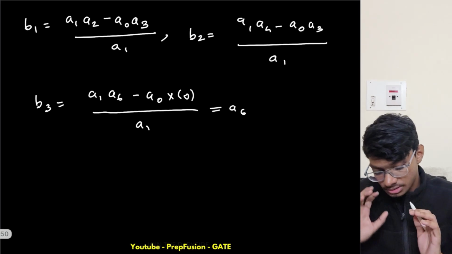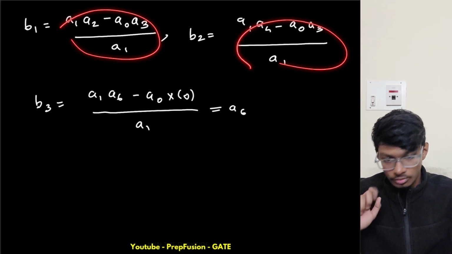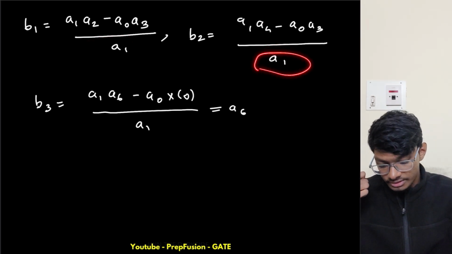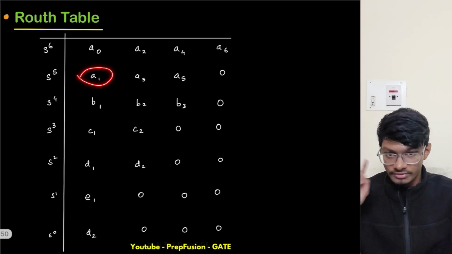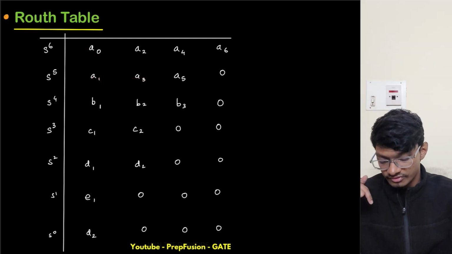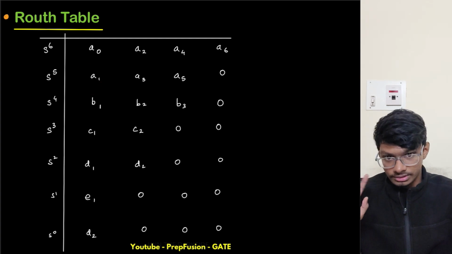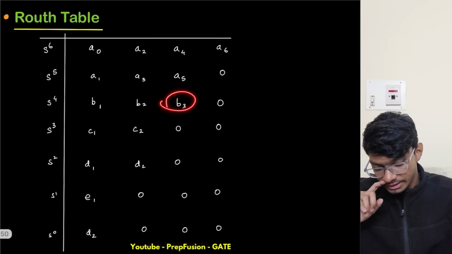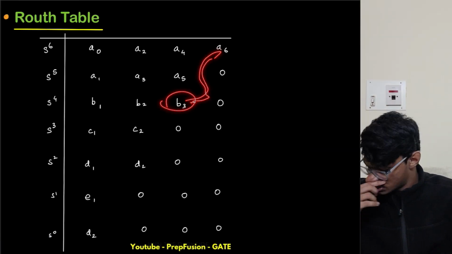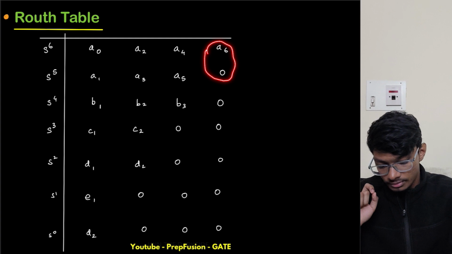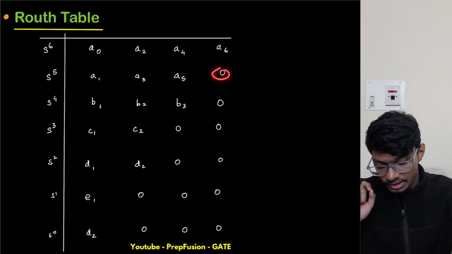Now the point to note here is that I will always take the first column and always divide by the first element, a1. So this is the diagonal multiplication, then I subtract this one, then I divide by a1. Dividing by a1 will always be there. Another thing to notice here is that the coefficient b3 is directly a6. Whenever the element just above this one in the second column is 0, the element above this one will come over here.